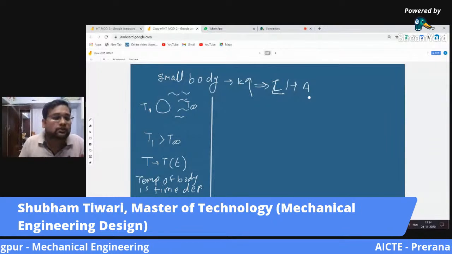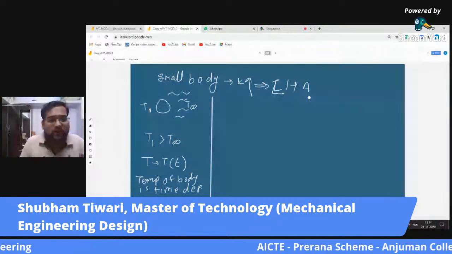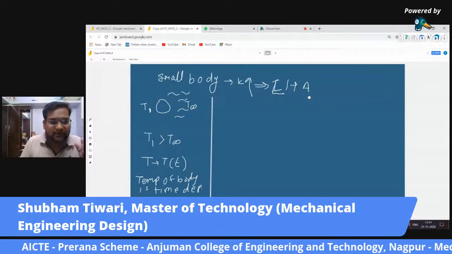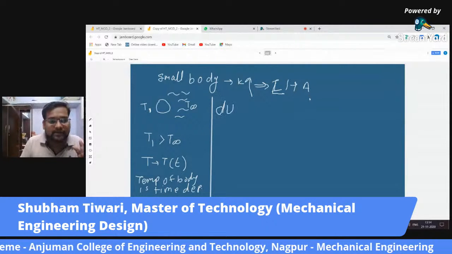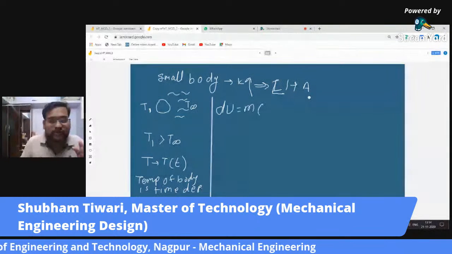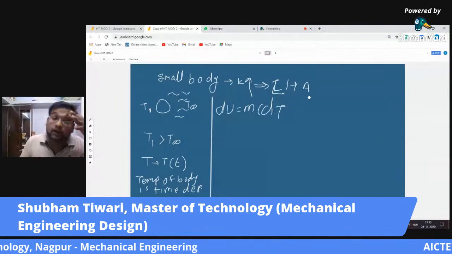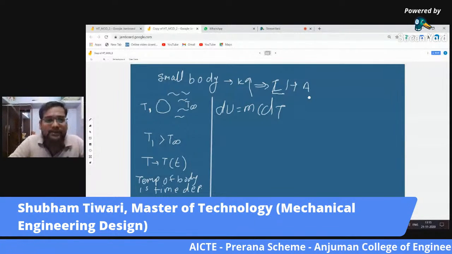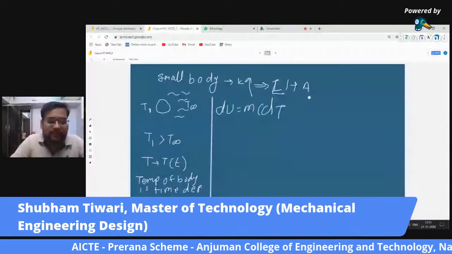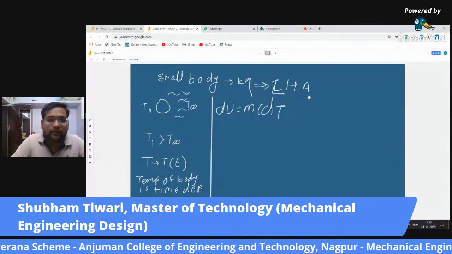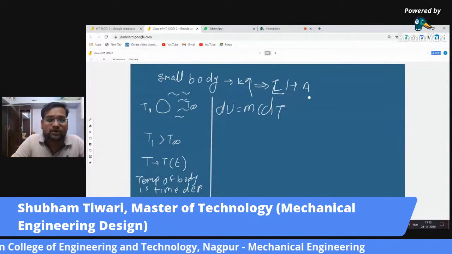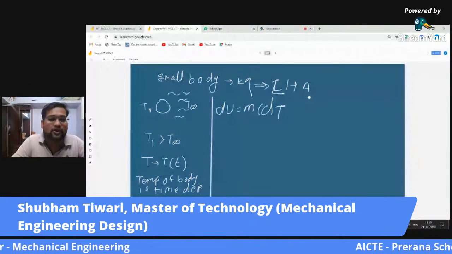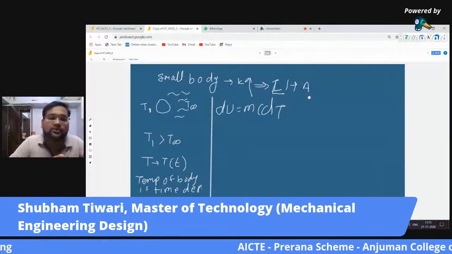So yes, now what we can say here is that this body had some internal energy. That internal energy, let's say, is dU equals mc dT. Now, what is this internal energy? We know that in thermodynamics, internal energy is an energy possessed on account of a body's temperature. So an energy which is possessed on account of the temperature of the body is known as the internal energy.